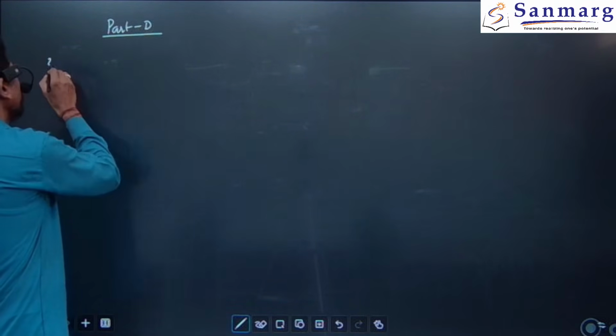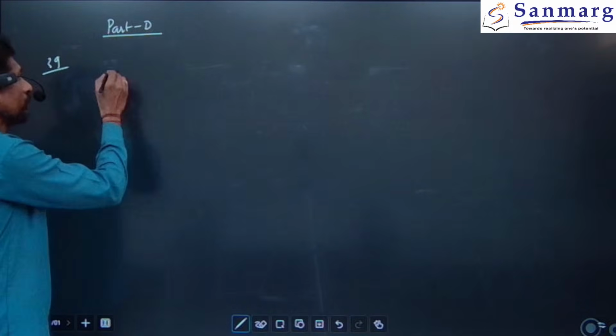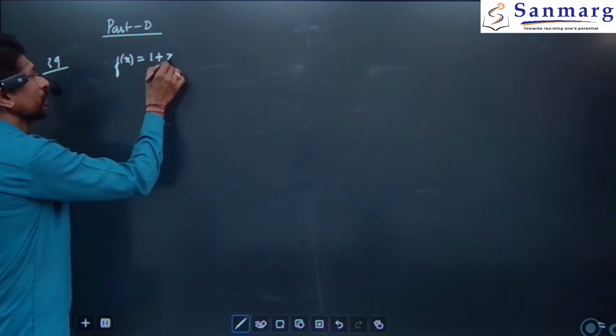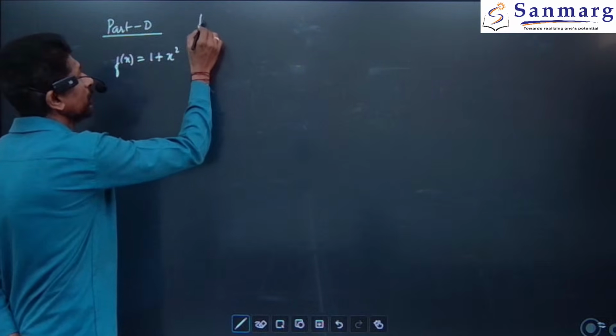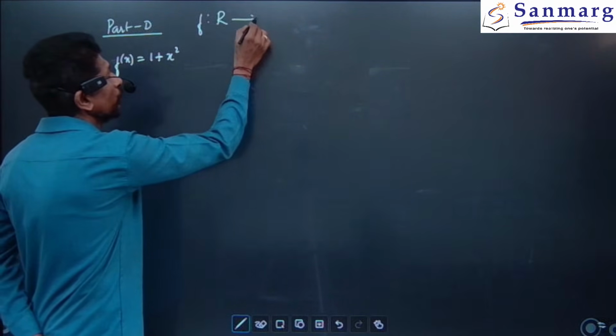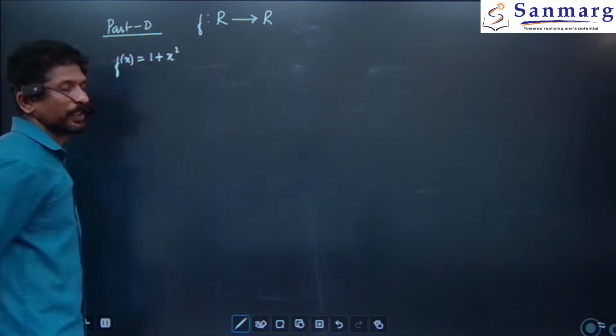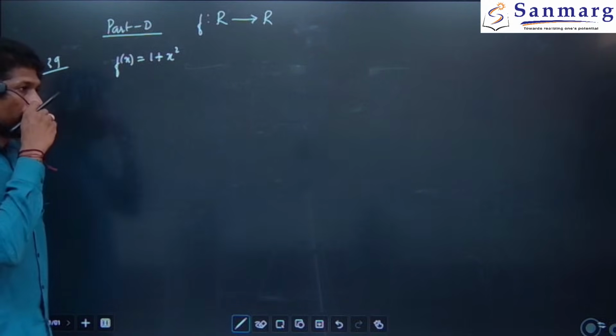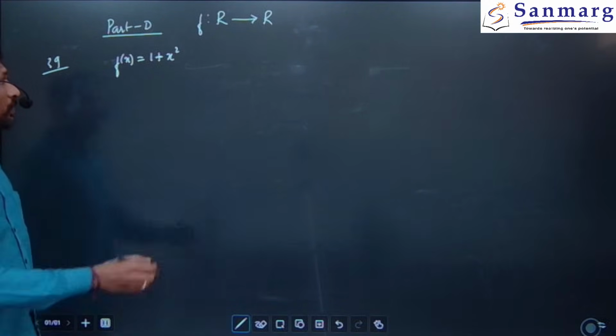I will solve the first question, the 39th question, now. The function of x is given as 1 plus x square. The function is from R to R, meaning the domain is the real numbers and the range is also the real numbers. By considering that, you have to find out whether the function is one-one or onto.